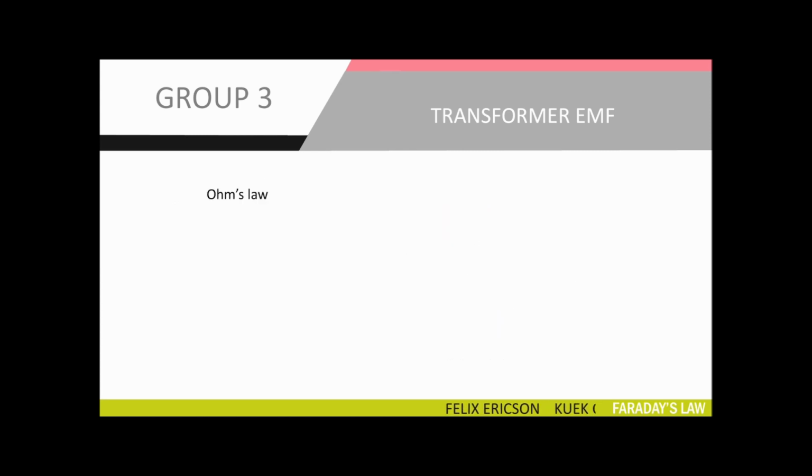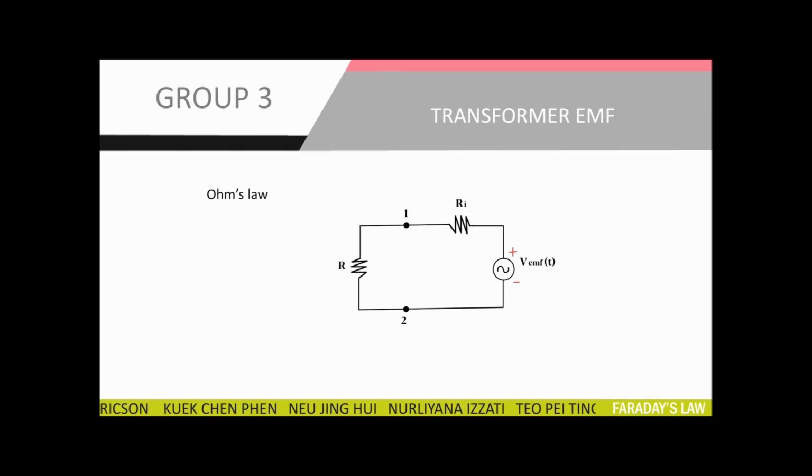From Figure 1, we can rewrite it into an equivalent circuit as follows. The transformer EMF can be represented by an AC source with two resistances, where Ri is the internal resistance of the wire. By using Ohm's law, we can obtain this equation: I equals V EMF over R plus Ri. But for good conductors, Ri is usually very small compared to R. Hence, we can further simplify the equation as I equals V over R.